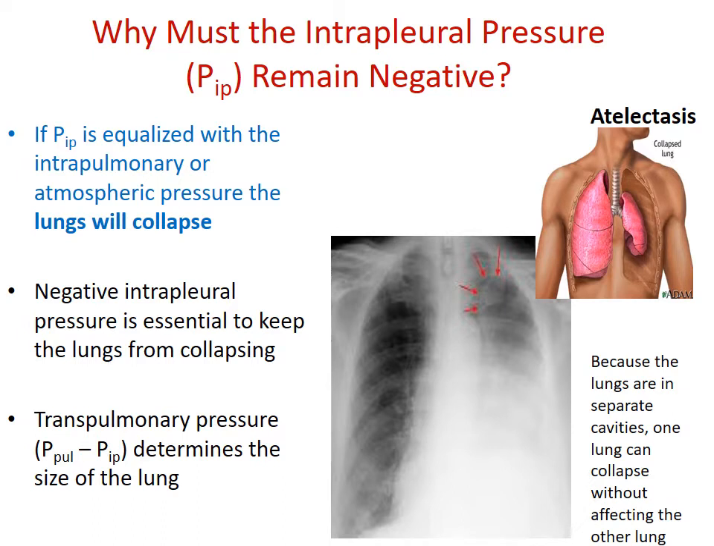Because the lungs are in separate cavities, one lung can collapse without affecting the other lung. Sometimes you might see that only one lung of the individual will be collapsed. Both lungs together will not collapse, but one lung alone. So in this picture also you can appreciate that one lung is collapsed, whereas this is a healthy lung here, right? So that is how it is taking place, because both lungs are in separate cavities like this.